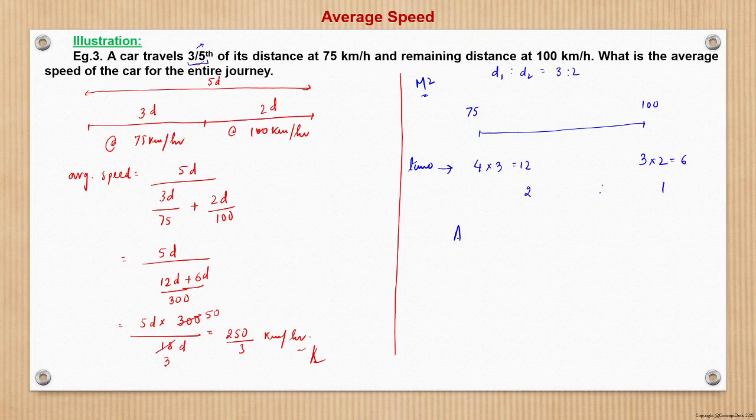So now we can aggregate. Average speed will be what? 75 into 2 plus 100 into 1 by 2 plus 1. So this becomes 250 by 3. This is very easy, very less time consuming and very less prone to error as compared to method 1, right? So I say this should be our preferred way of solving questions based on average speed, and that is 250 by 3 km per hour. We'll see many problems of this nature.